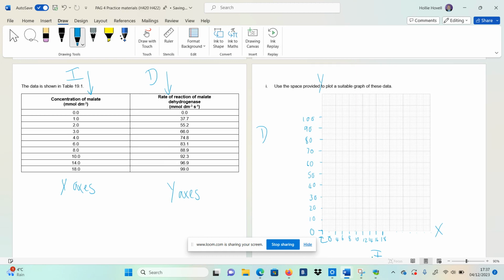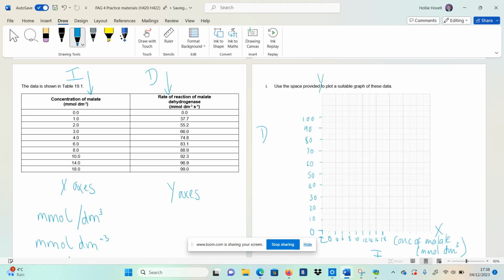Next thing is to label your axes. You can copy the labels for the axes exactly from the table. So here we're going to have concentration of malate and your units, millimoles per decimeter cubed. Here the unit is decimeter to the -3. You might not have come across that before. So the unit could be millimoles per decimeter cubed. Another way to write exactly the same thing would be millimoles decimeter to the -3. That's just another way of writing per decimeter cubed, but you put a little minus there.